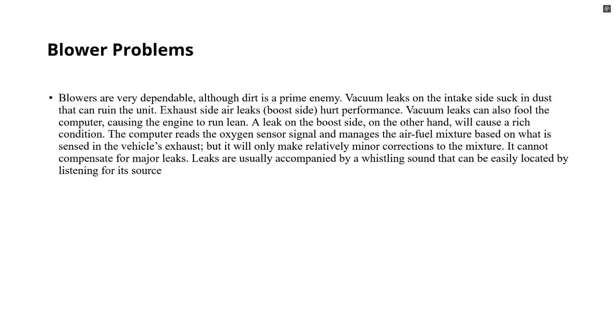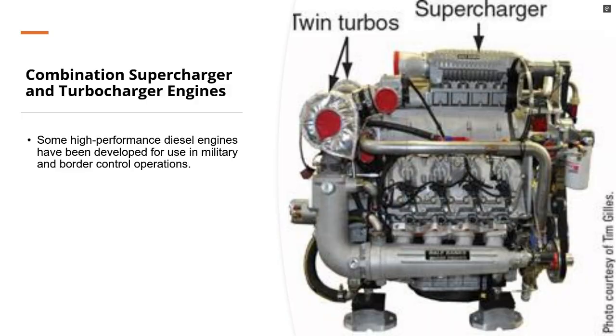Blower problems include contamination and leaks, which are their primary issues. Proper maintenance and listening for leaks can prevent major issues. Combination supercharger and turbocharger engines are used in high performance applications such as military diesel engines. These optimize power and responsiveness across the RPM range.